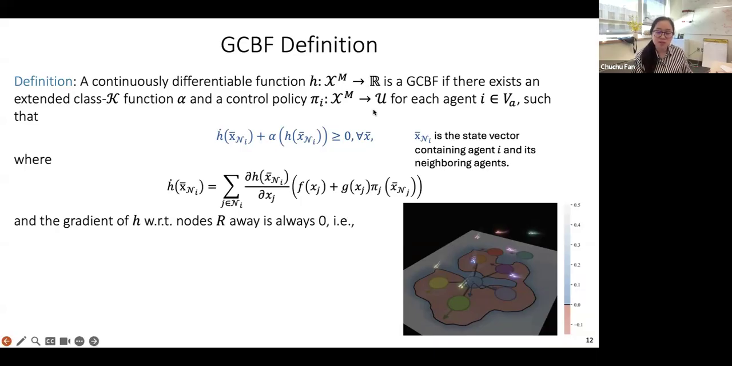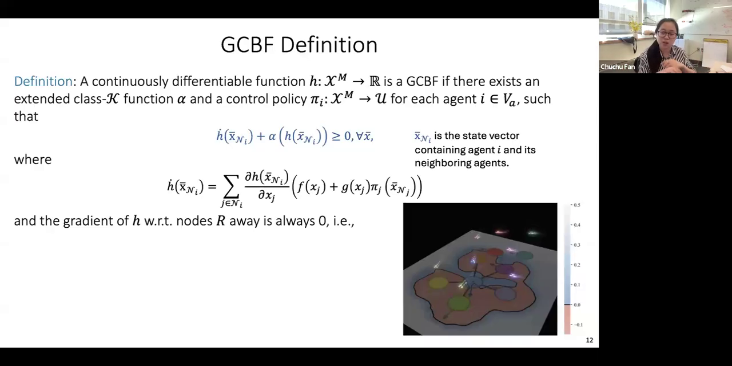Now, this all sounds like a traditional CBF, but I have one more thing other than defining this h for each agent to be only on the state vector containing itself and neighboring agents. We need the gradient of h to be 0 with respect to nodes that are far away, meaning for any agent, any of my neighbors outside my sensing radius, I do not care about them. And the way I do not care about them is that the gradient of h is going to be 0. That's how I do not really care about them.